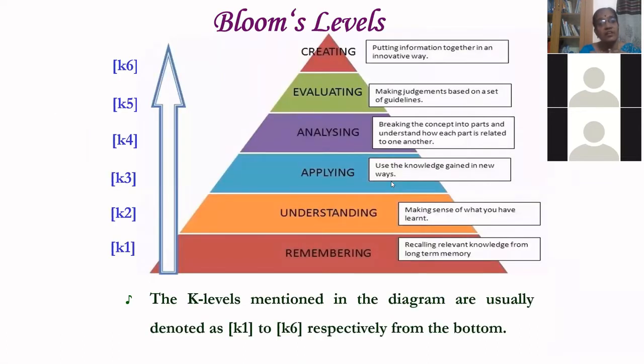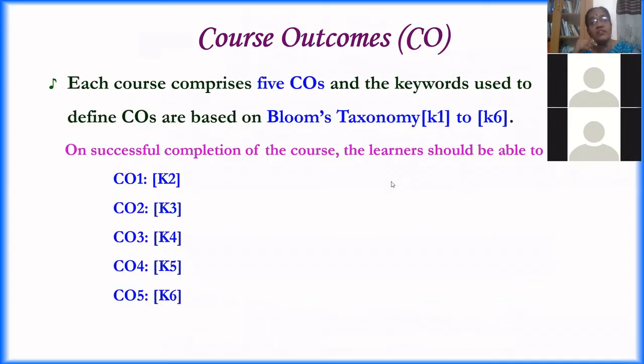And already I talked about Bloom's levels, K1 to K6. From the lower level K1: remembering, understanding, applying, analyzing, evaluating, and creating. Using these K levels, we are able to assess your students. You are going to measure the performance of the students in terms of course outcomes. So it is actually a tool. Bloom's taxonomy is a tool used to write the course outcomes. We are going to write 5 COs for each course, and the course outcomes should be defined with the Bloom's taxonomy tool.